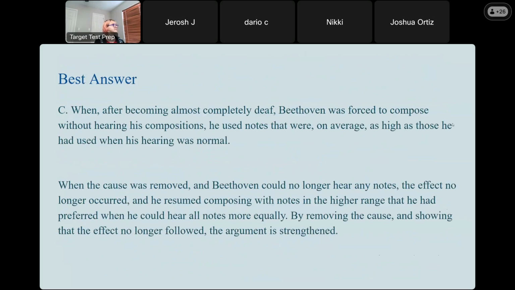Look. Yeah. When the cause was removed and Beethoven could no longer hear any notes, the effect no longer occurred, and he resumed composing with notes in the higher range that he had preferred when he could hear all notes more equally. So by removing the cause and showing that the effect no longer followed, the argument is strengthened.